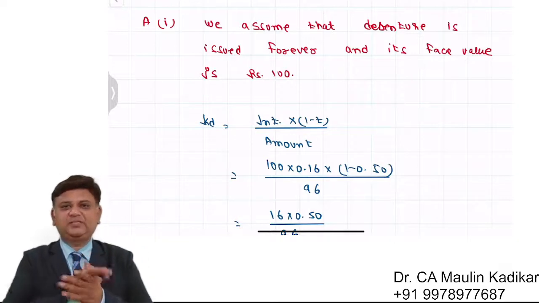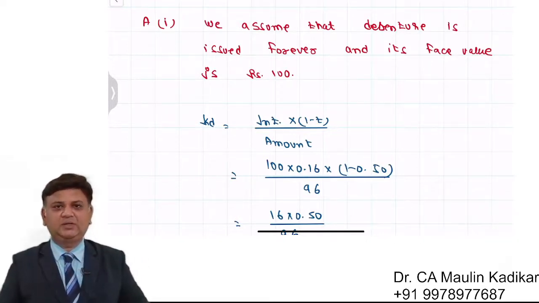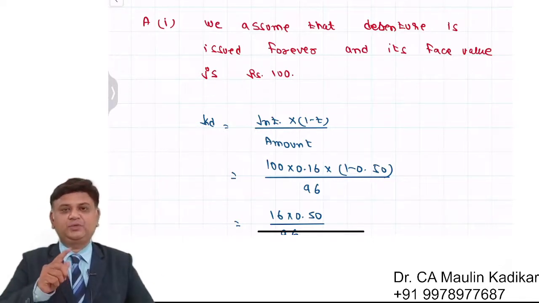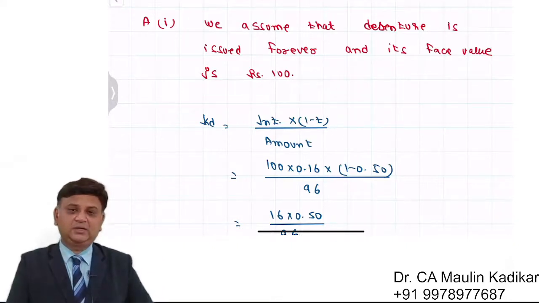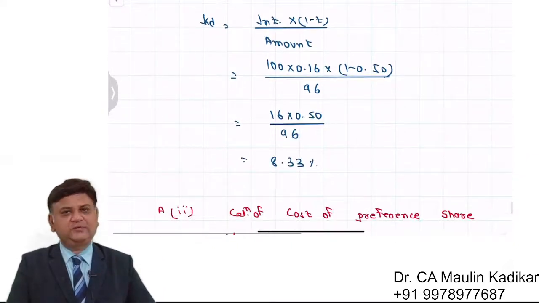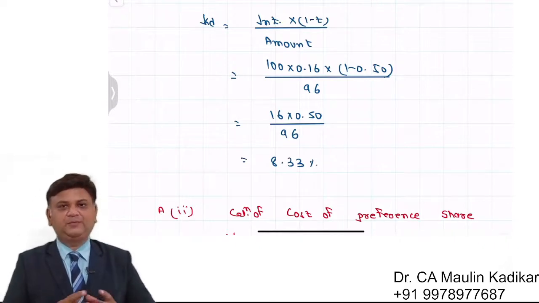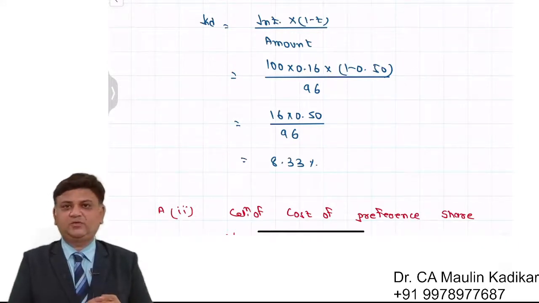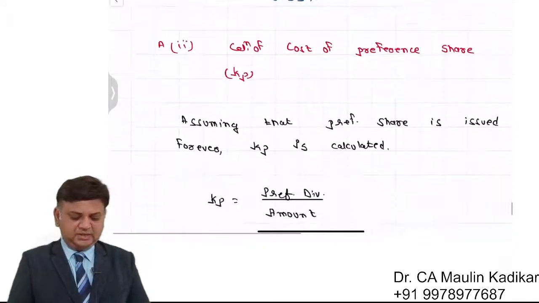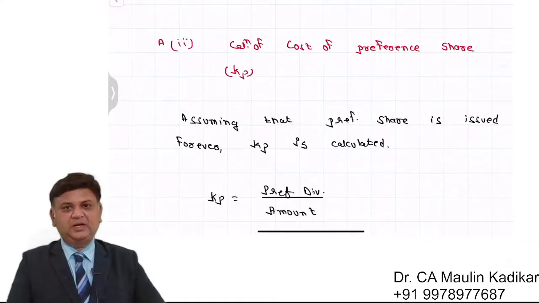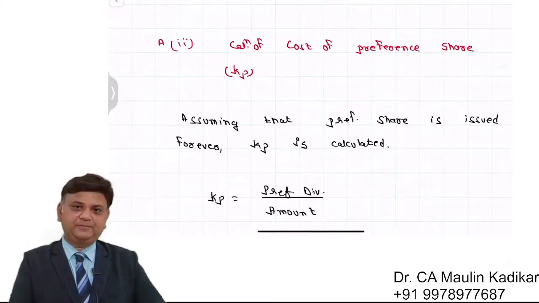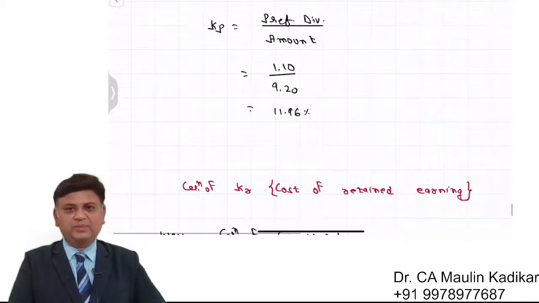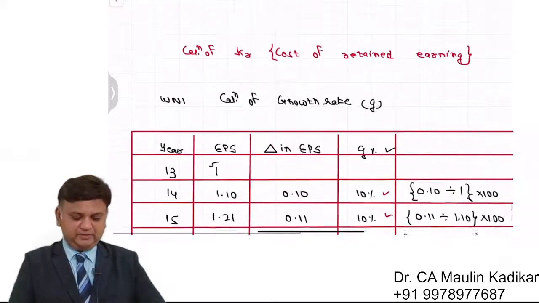Let us have an understanding of the entire question. Once again, a small revision. In the question number A1, the question says that you are required to compute the cost of new debt financing. So for that, we are using the formula interest into 1 minus t divided by amount. We assume that the face value is 100, and second, we assume that the security is issued for perpetuity. The second question says, what is the cost of new preference share. In that case, again, simple formula, preference dividend divided by amount, 1.1 upon 9.20 into 100.